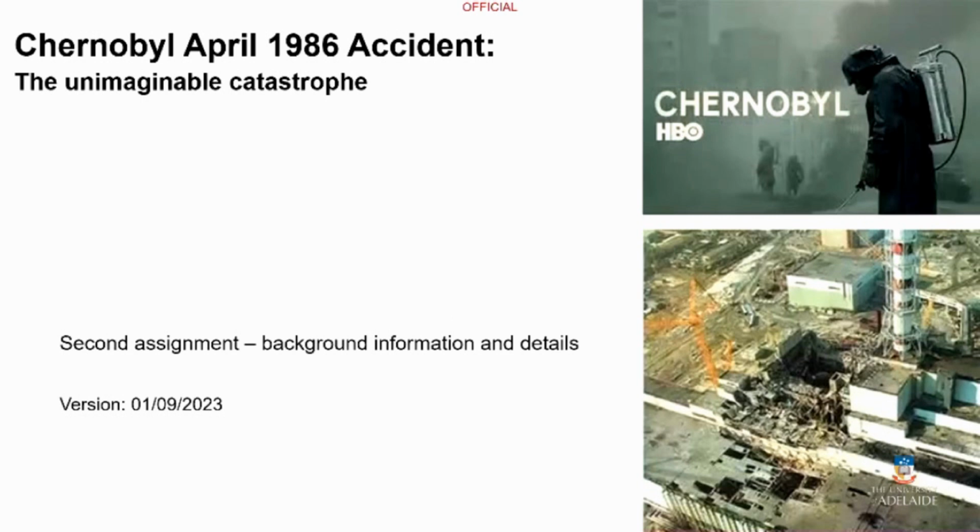So the second assignment is going to ask you to look into the elements or the why behind the Chernobyl April 1986 nuclear accident. I call it the unimaginable catastrophe because I wrote a small brief paper about this, which I've included in my PowerPoint for you to read, and gives you a bit more insight into the incident further to what I'll be explaining here today.